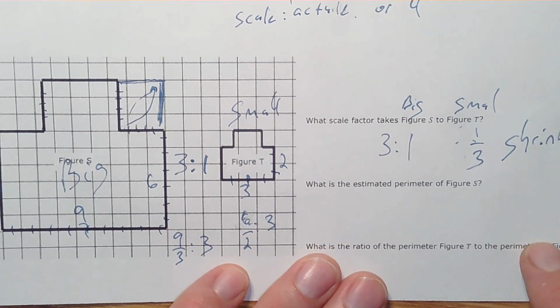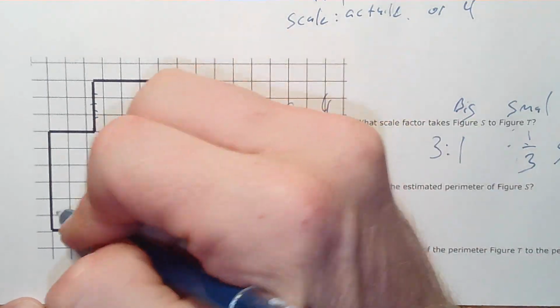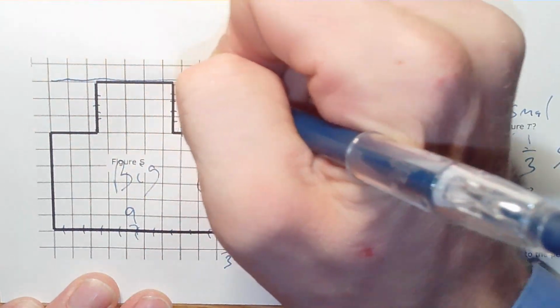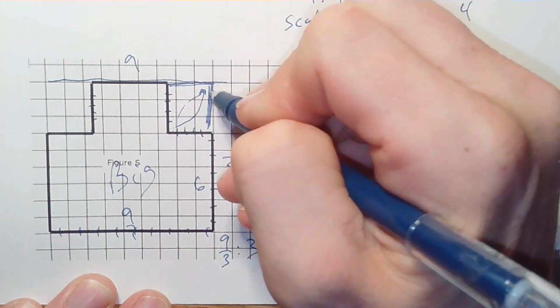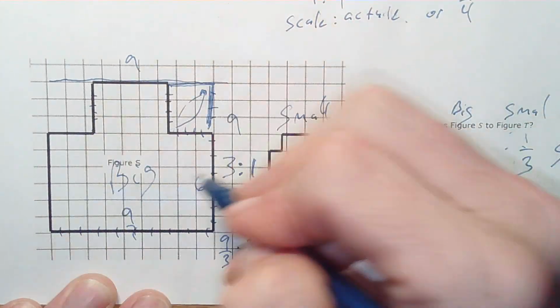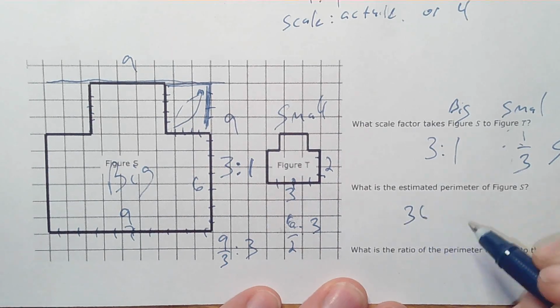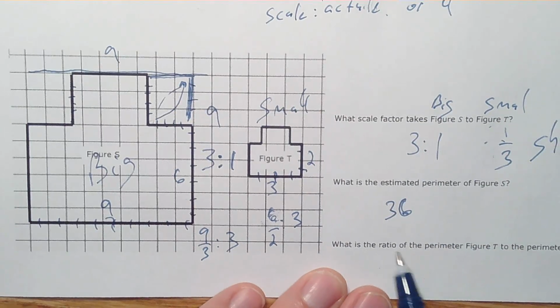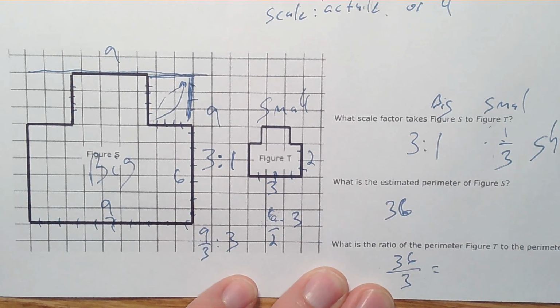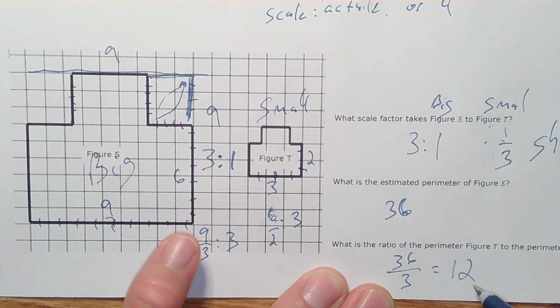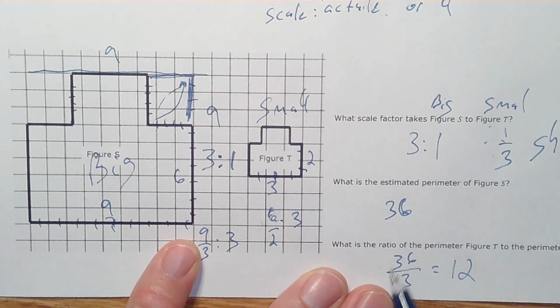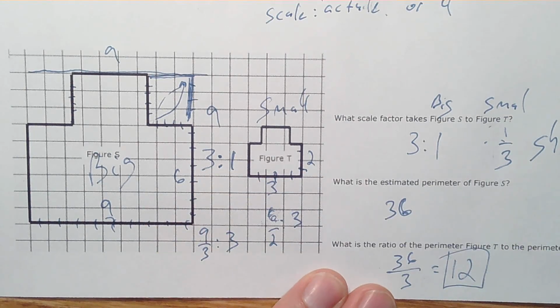Okay. What's the estimated perimeter of S? Well, this is 9, and this is 3 this way, so this is 9. So 9 times 4 is 36. Okay, so going from 36, divide that by 3. 36 divided by 3, you got it, is 12 feet. If this is feet, this is 12 units, whatever that is. Okay, so that's how you do this here.